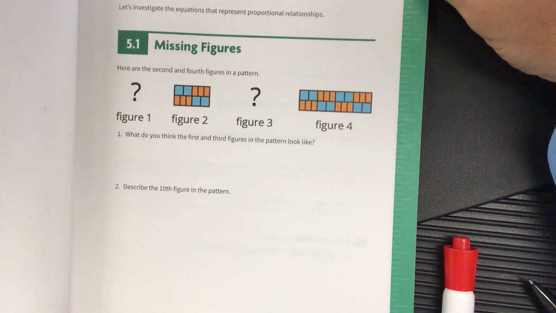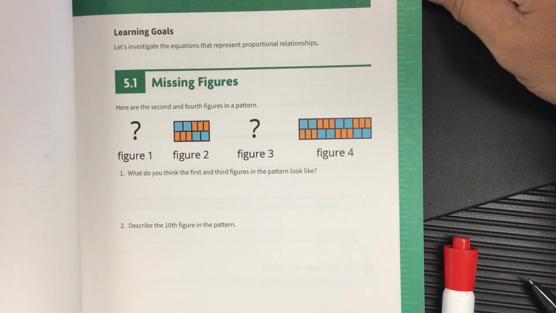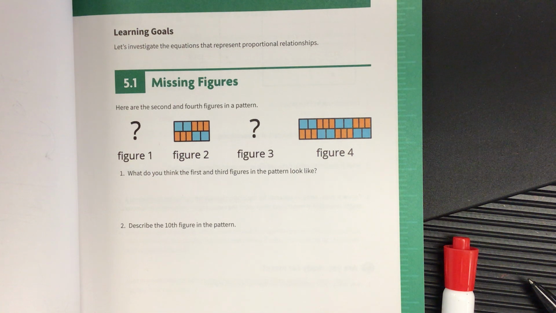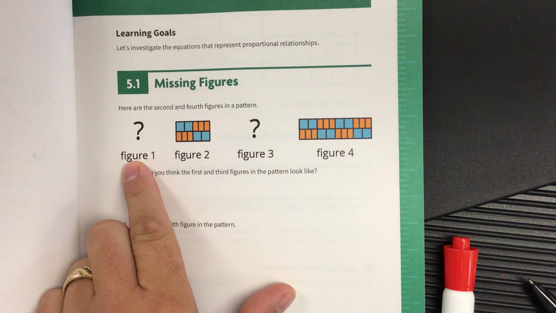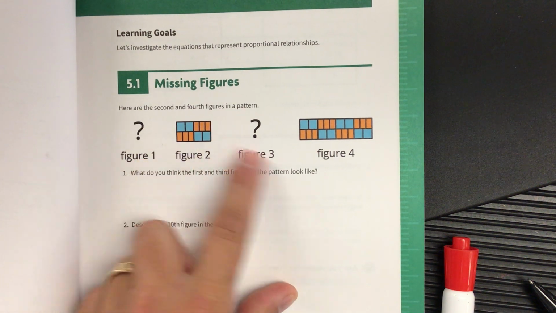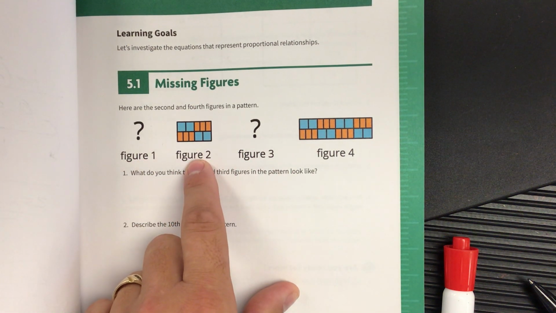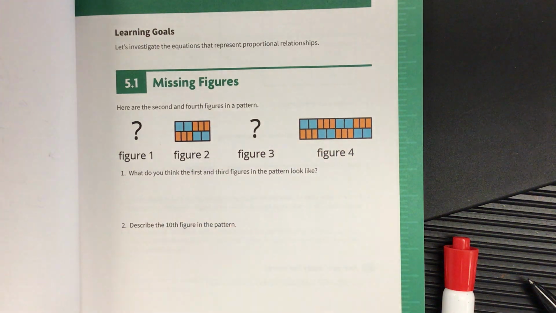Okay, the first problem here says, what do you think the first and third figures will look like? We don't have any information on first and third, but we do know the second and the fourth. So it says, what do you think the first and third figures will look like? And then describe the 10th figure.